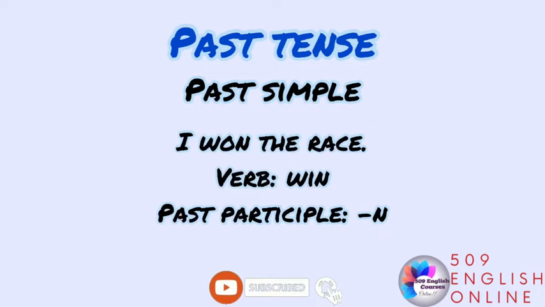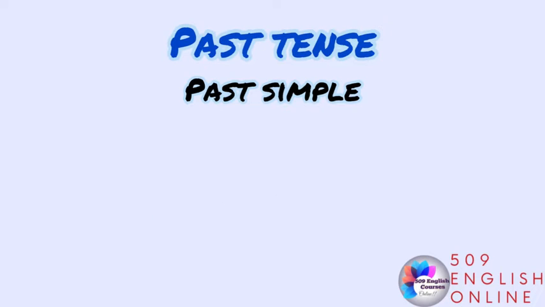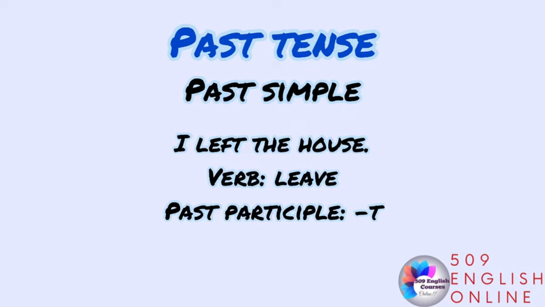The first one, I won the race. As you can see, I used the verb win, and the past tense was won. And as you can see, it ended with an N. The second one, I left the house. I used the verb leave, and I used the past tense. And as you can see, the verb ended with a T.